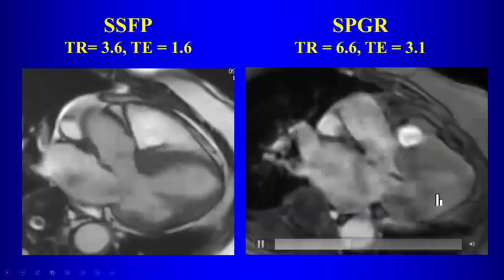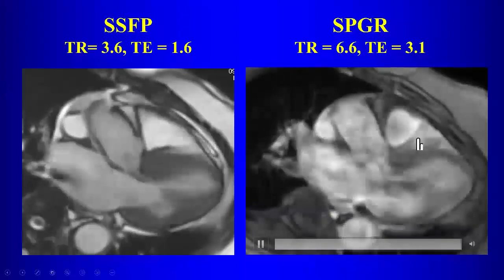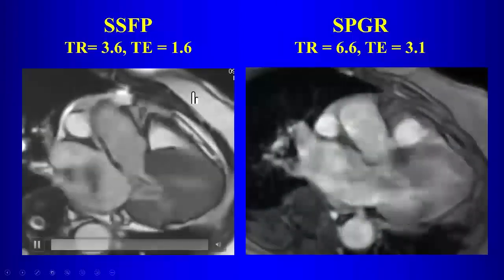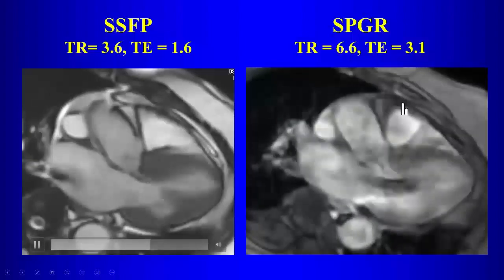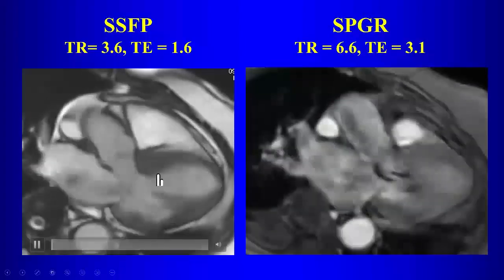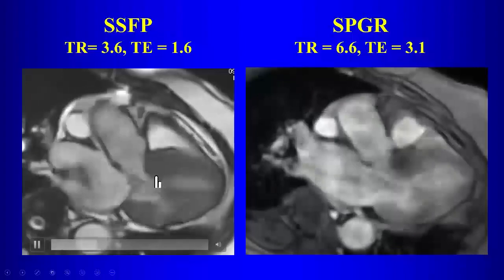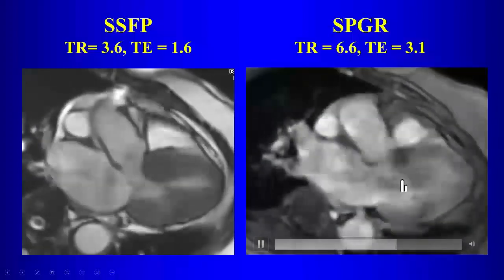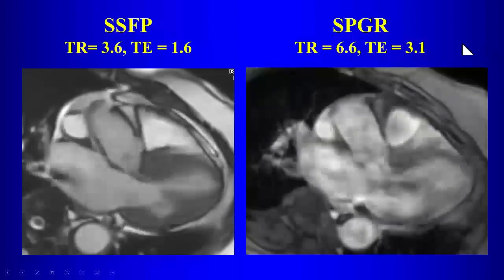The same thing is true for turbulent flow. So if you're looking for turbulent flow, the spoiled grass sequences are going to be more sensitive than the SSFP sequences. They're not as pretty. You have better signal to noise on the SSFP sequences. You can see that these images are uglier, but these are more sensitive to disturbances in flow. Okay?